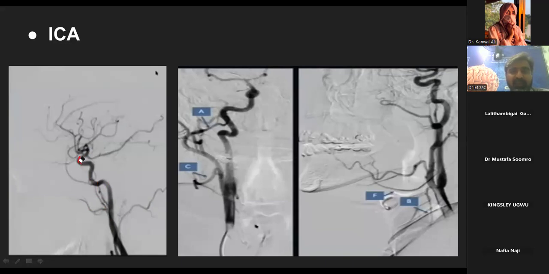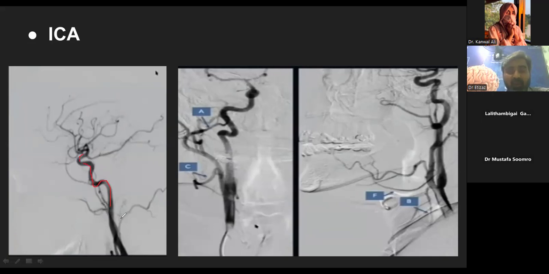Look at here. What is the side of this one? The second thing is the side. Is it the right side or left side? Internal carotid artery. Anyone? Is it right side or left side?